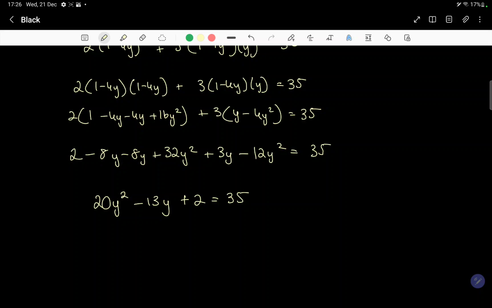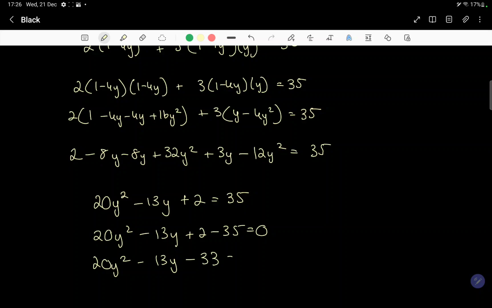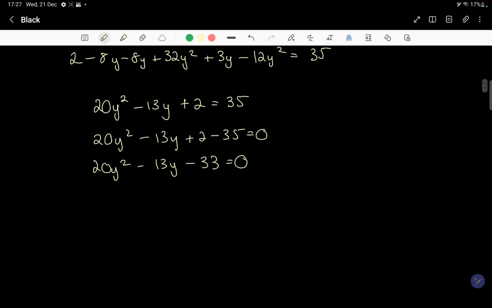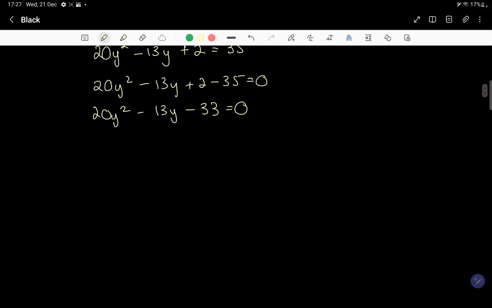Okay. So what I would do is I'm going to bring all of them to one side. So I'm going to bring 20y squared minus 13y plus 2 minus 35 equals 0. And let's clean it up again. So you're left with a quadratic.